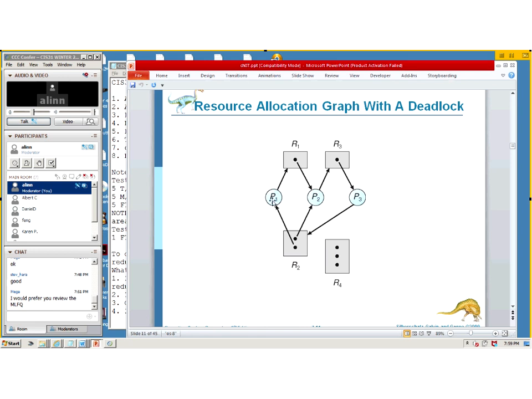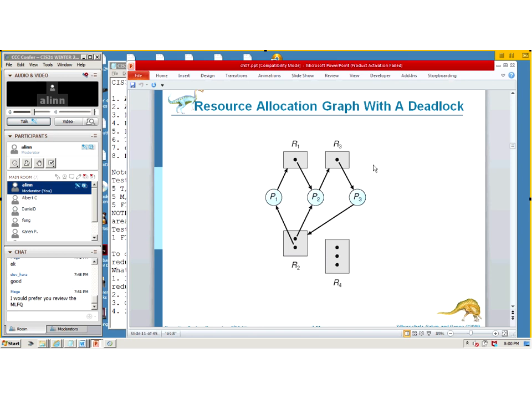So you have processes holding resources. Like this one's holding that one. This one's holding that one. P2 is holding basically 2 of them and wants another. P3 is holding this one and wants one of these. This is a deadlock. They will never, ever complete.